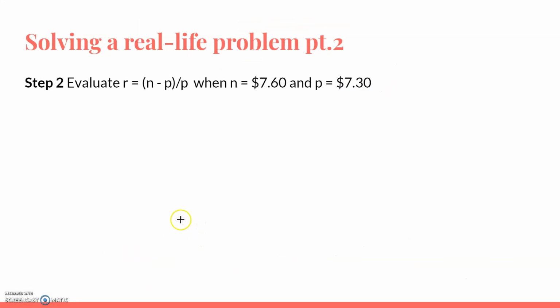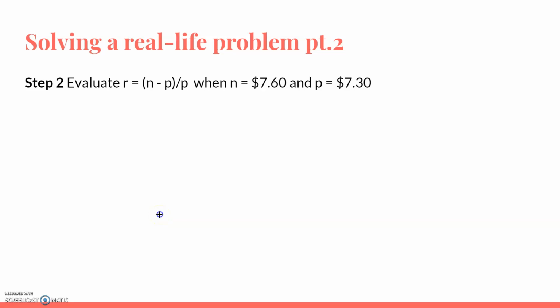Alright, so now step 2. We have to evaluate R = (N - P) / P when N is equal to $7.60 and P is equal to $7.30. So pause the video, give this a try, come back, and I'll give you the answer.